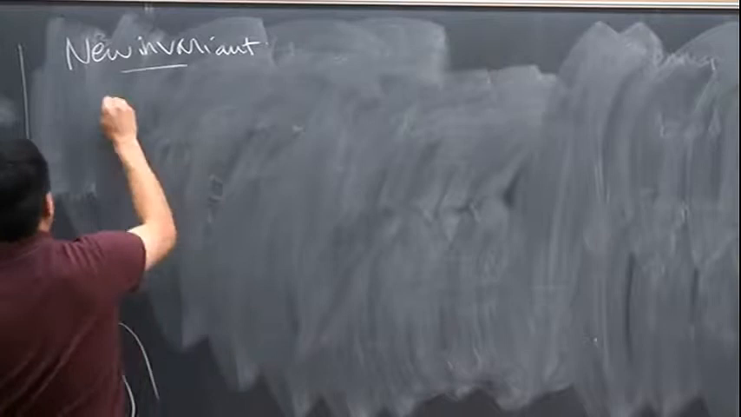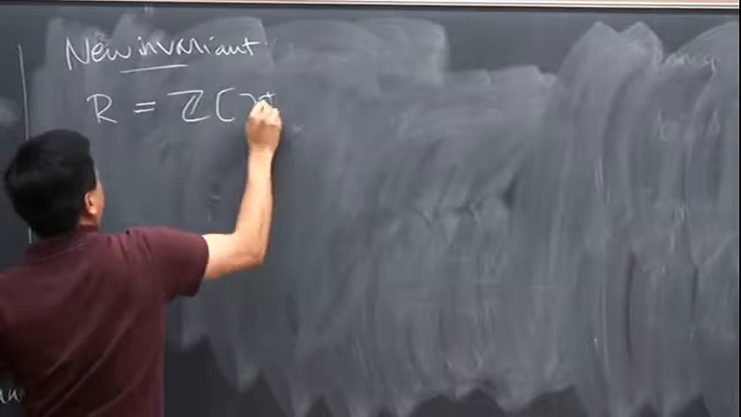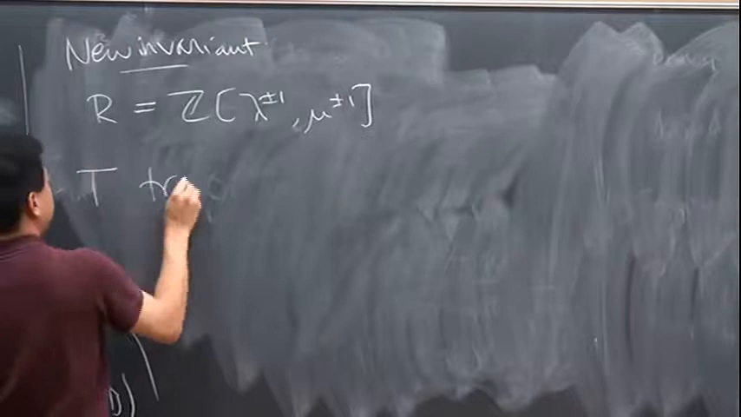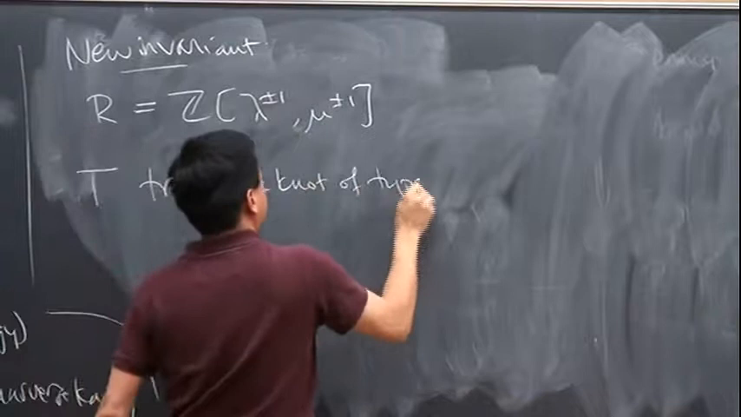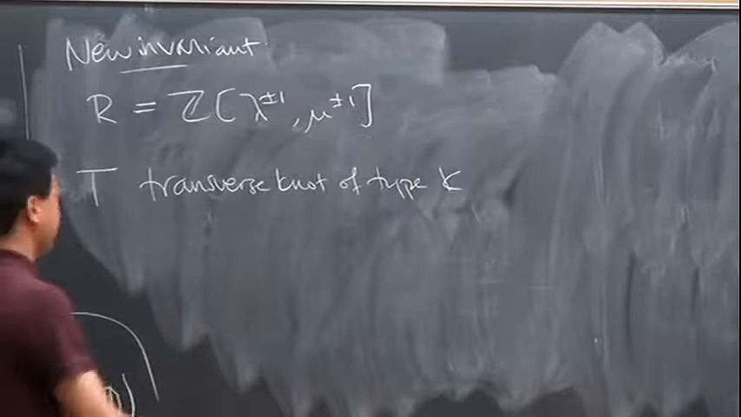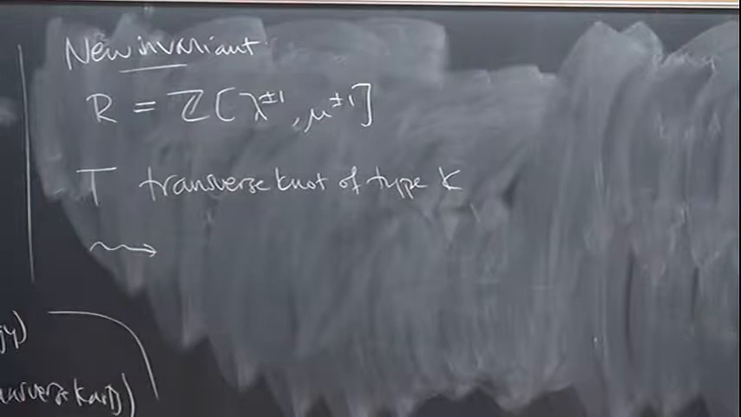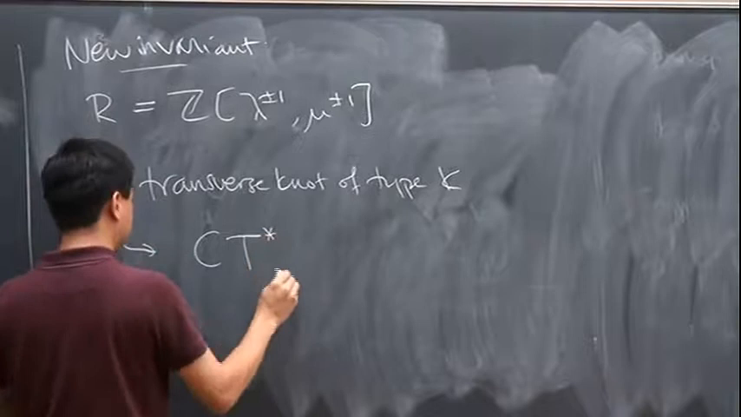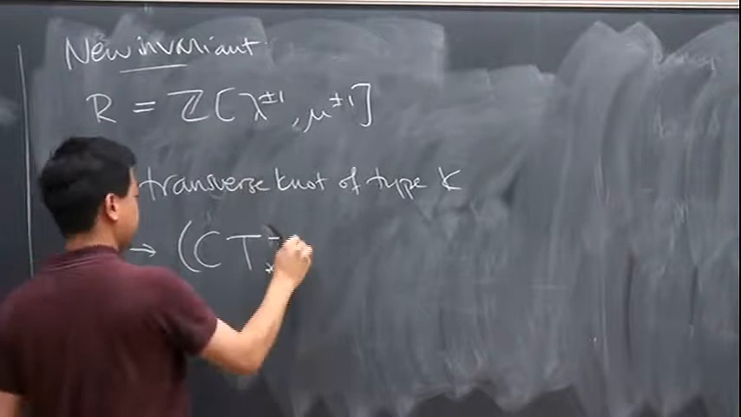For the rest of the talk, I'm going to write R to be the group ring of Z squared, which I'll write as Z brackets lambda plus or minus 1, mu plus or minus 1. And what this new invariant does is it takes a transverse knot of some topological type, which I'll write as K. Okay. So a transverse knot of type K, it associates to it some object which is actually an entire homology by itself. So it's a chain complex. Another way is CT star, with a minus, and the minus will be there for reasons that will become clear hopefully in a second.